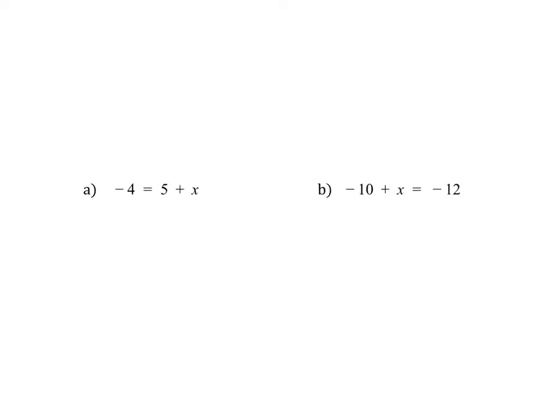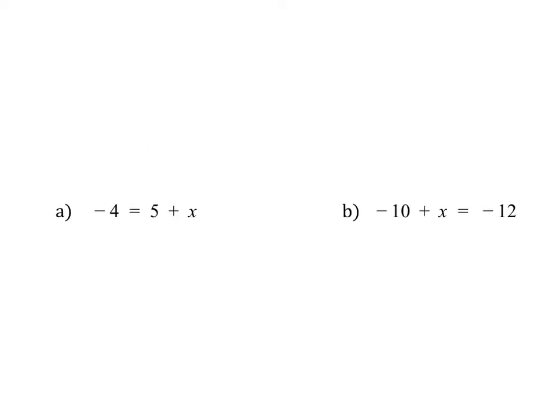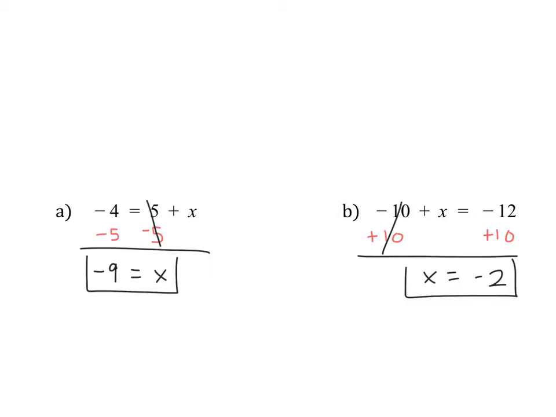All right, here's your last 2. Go ahead and pause the video and give these a try real quick. Okay, so 2 things to check here. First, check the steps you did. So here we should subtract 5 from both sides, and then check the addition. -4 and -5 makes -9. Here you should have added 10 to both sides. -12 and +10 gives you -2.